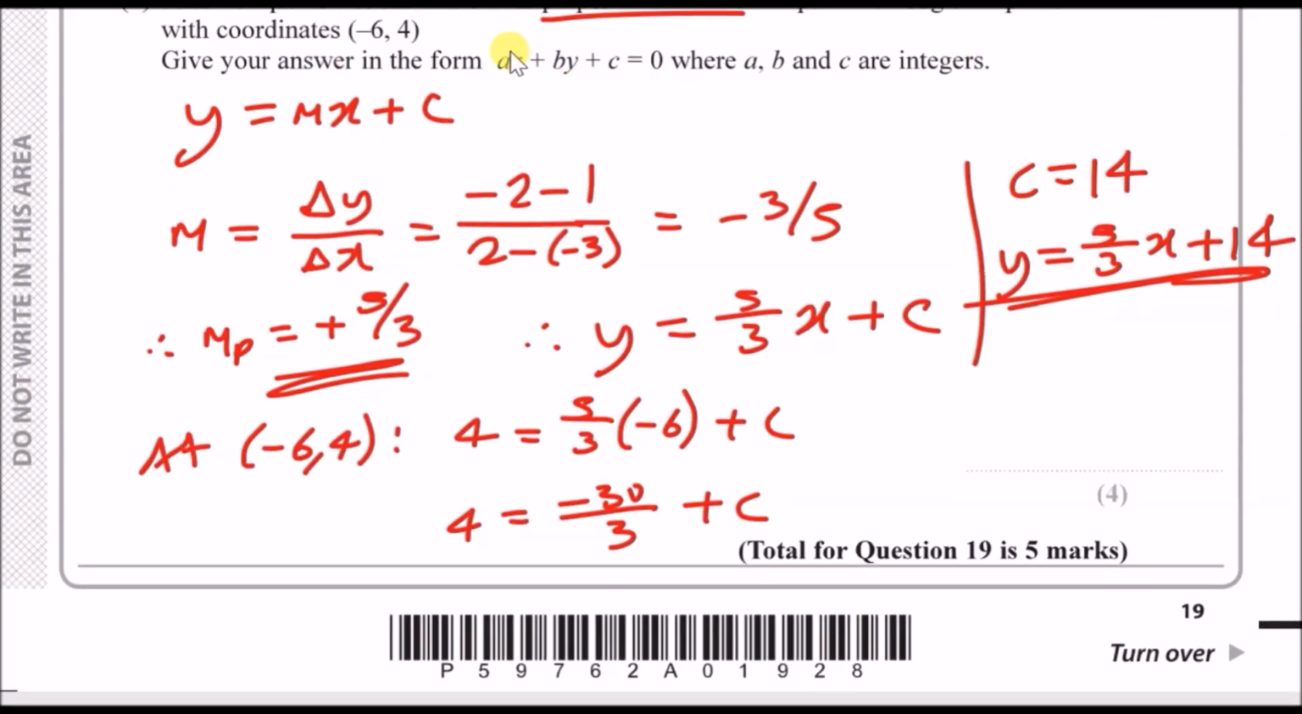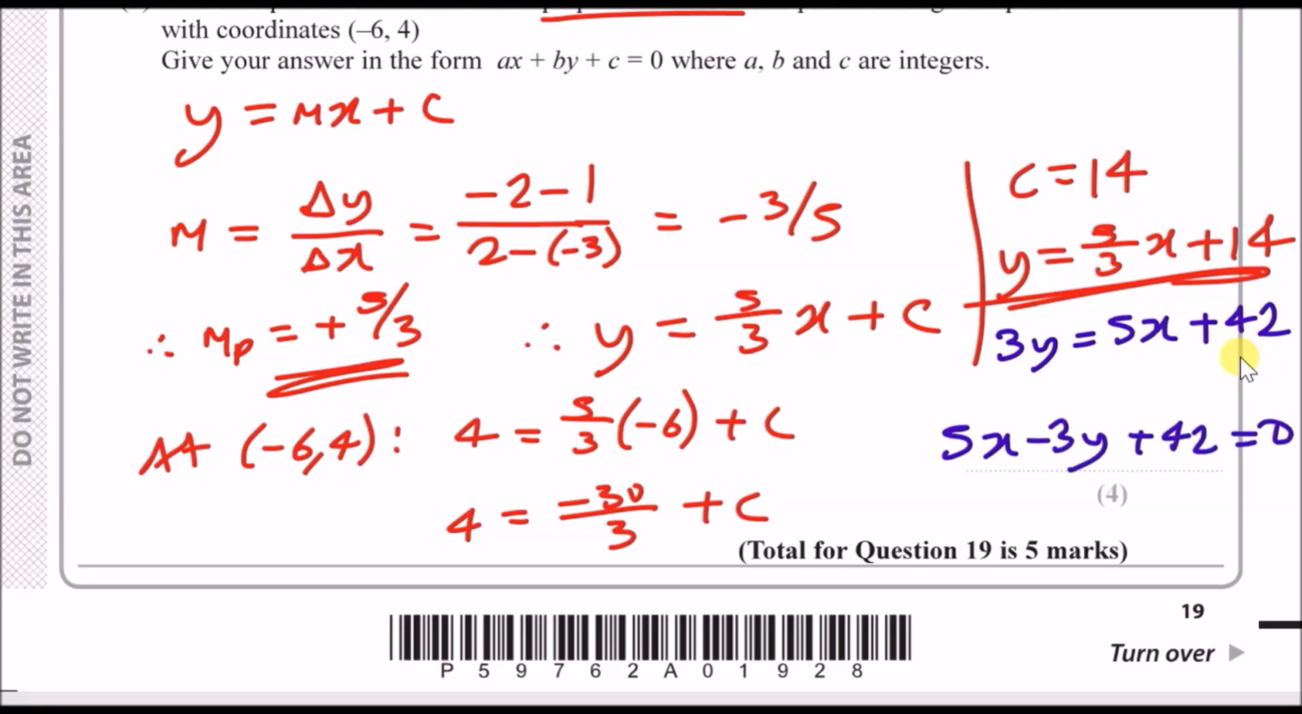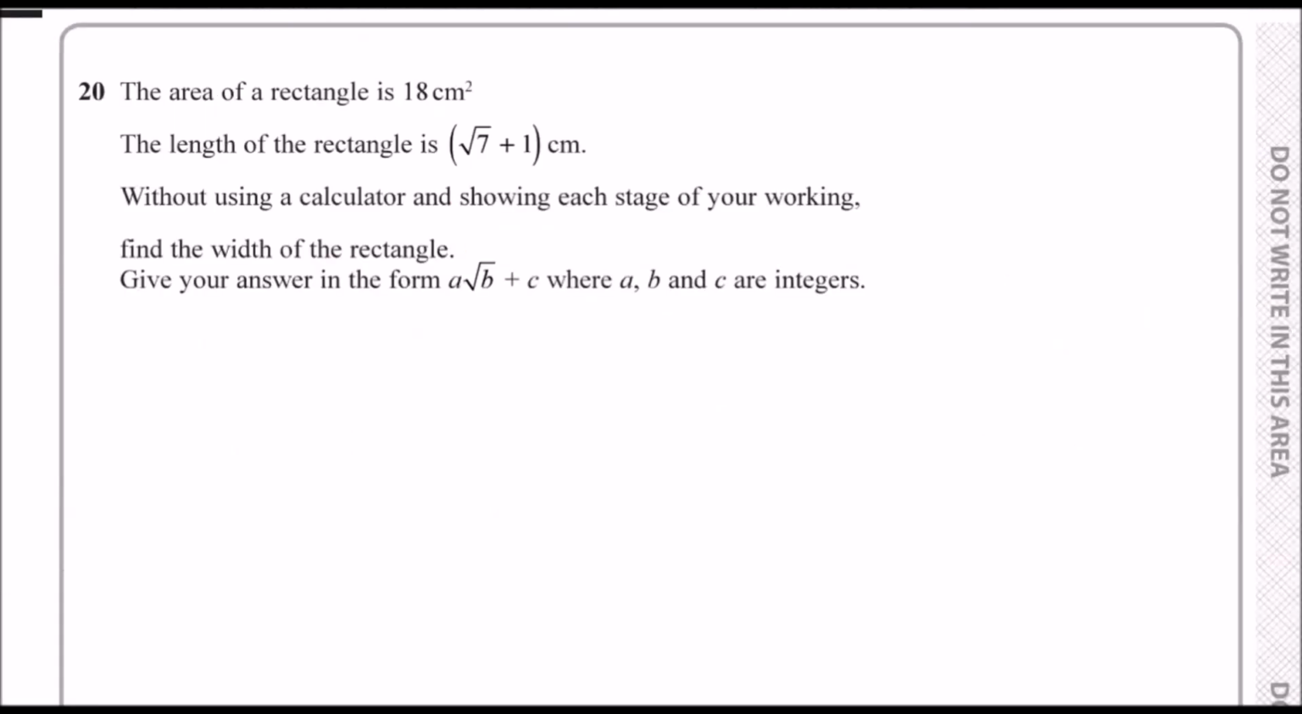But what they want, guys, is to rewrite this equation in that kind of form, where a, b, c are integers. In other words, no fractions, and you've got to start with x, y, and a constant, and it has to equal 0. So all you've got to do is firstly clear the fraction, and what I'll do is times this by 3. So you're going to get something like 3y equals 5x, and 14 times 3 is 42. And then rearrange it so you have everything equal to 0. So I'm going to minus 3y in. So you're going to get 5x minus 3y plus 42, and then all of that now equals 0. And you're done.